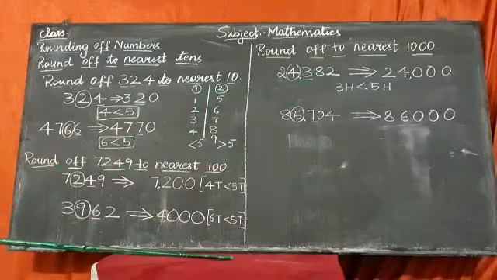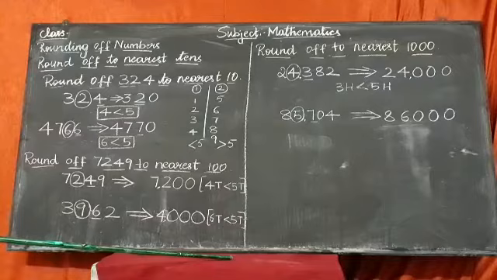We have rounded off 24,382 to the nearest 1000 place. We got 24,000. Did you get it?